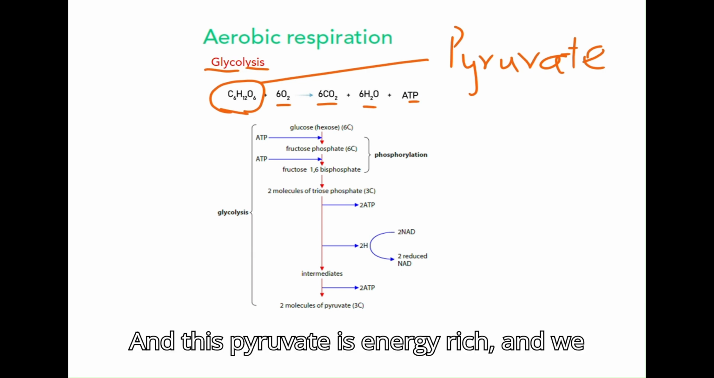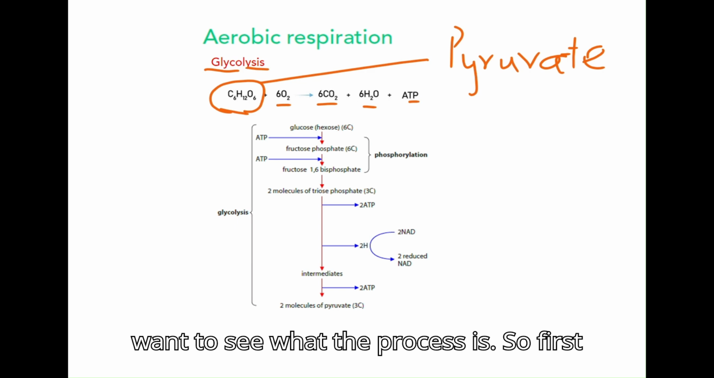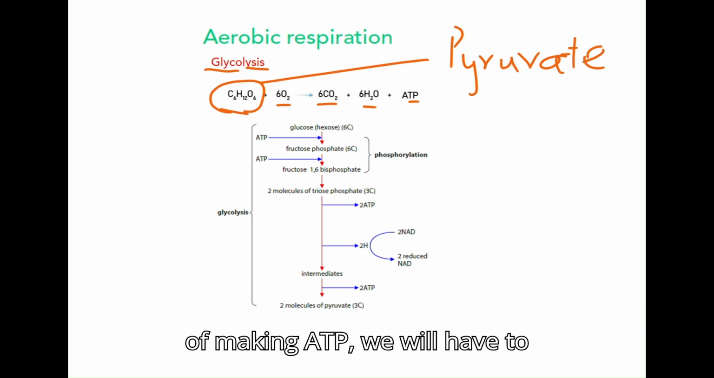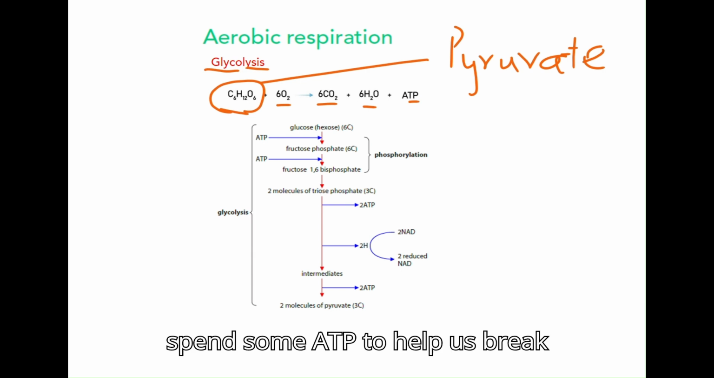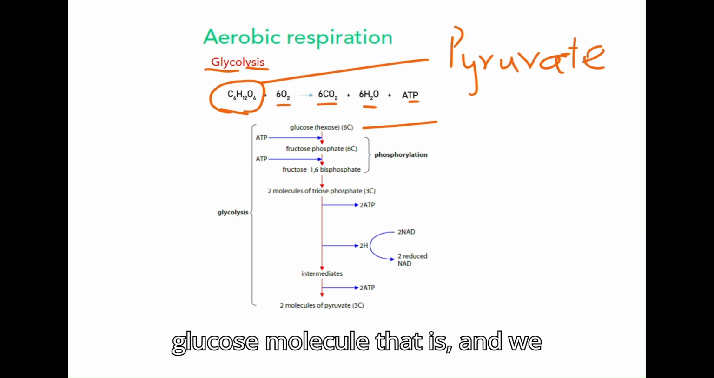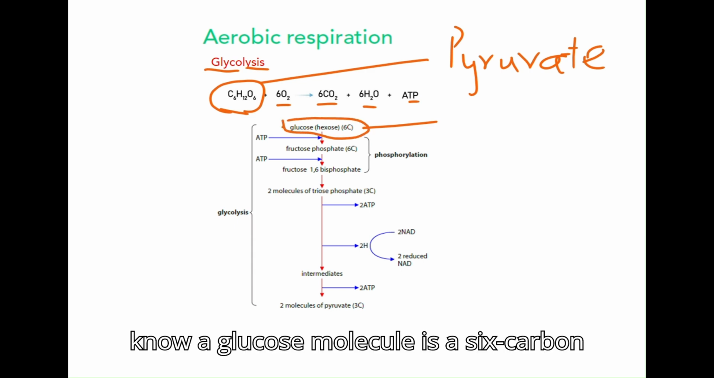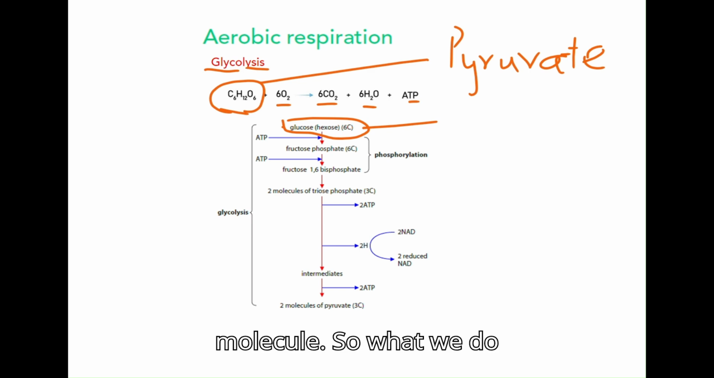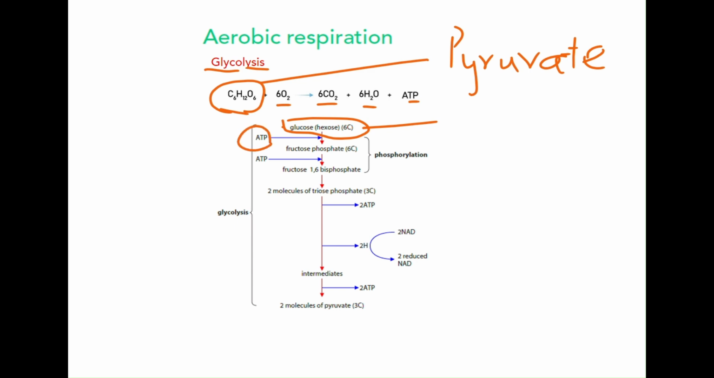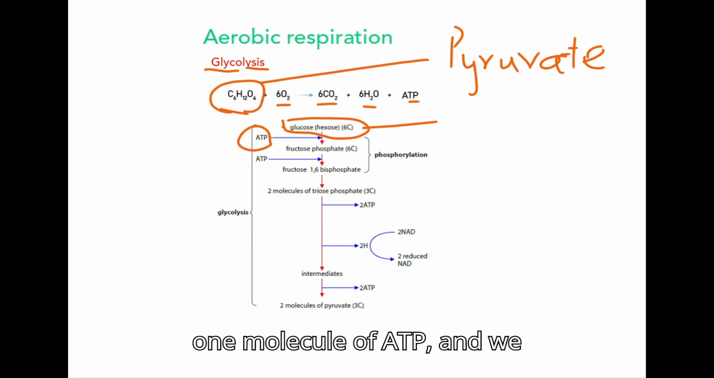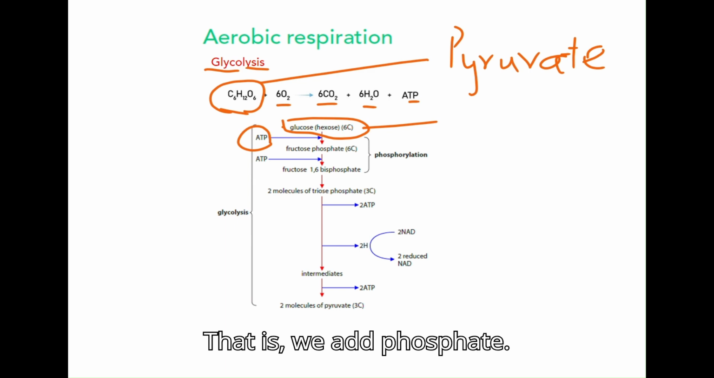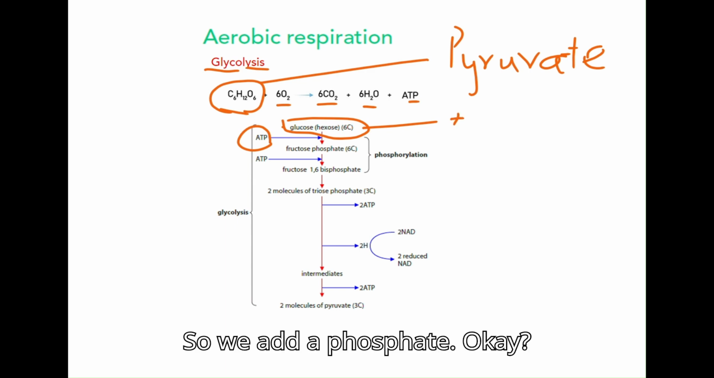And this pyruvate is energy rich, and we want to see what the process is. So the first thing that happens is, in the process of making ATP, we will have to spend some ATP to help us break down the glucose molecule. So in the first stage, we start with the glucose molecule, and we know a glucose molecule is a 6-carbon molecule. So what we do in the first stage is we take 1 molecule of ATP, and we phosphorylate our glucose molecule. That is, we add a phosphate.